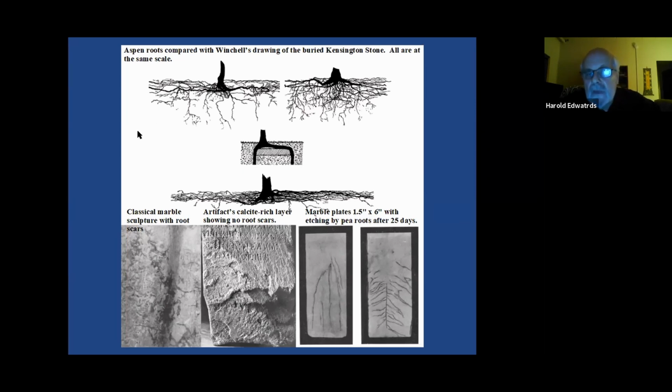In the Mediterranean, when Roman and Greek marble sculptures are unearthed, they tend to have a network of scars on the surface of the marble because roots will etch marble. In fact, there are several experiments done to show this. And here are some marble plates that were etched by pea roots after 25 days. And so I would ask you, what would happen to the Kensington Stone's calcite rich layer if it were buried for 25 years in something like this? And we would expect a network of these kinds of scars on the Kensington Stone itself, and of course none are to be found.